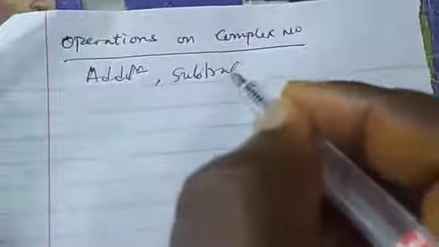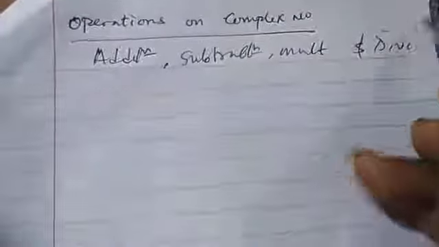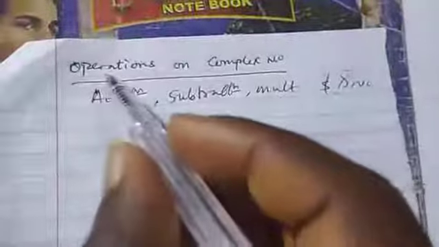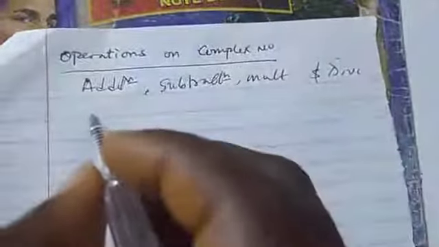Another important topic is operations on complex numbers. So we want to be dealing with addition, subtraction, multiplication, and division. That's what we mean by operations on complex numbers.